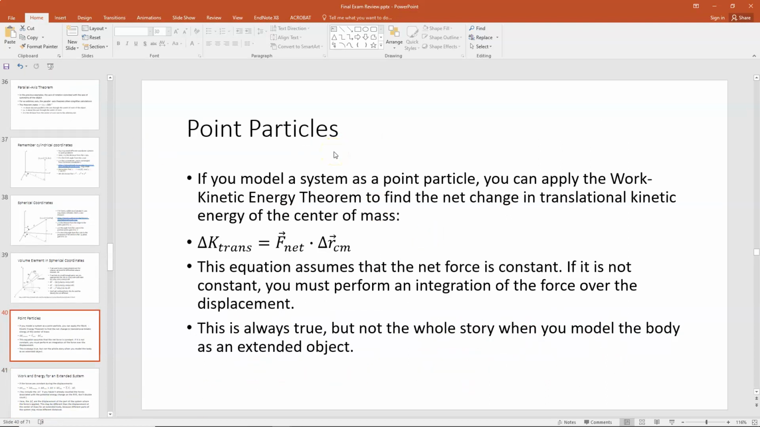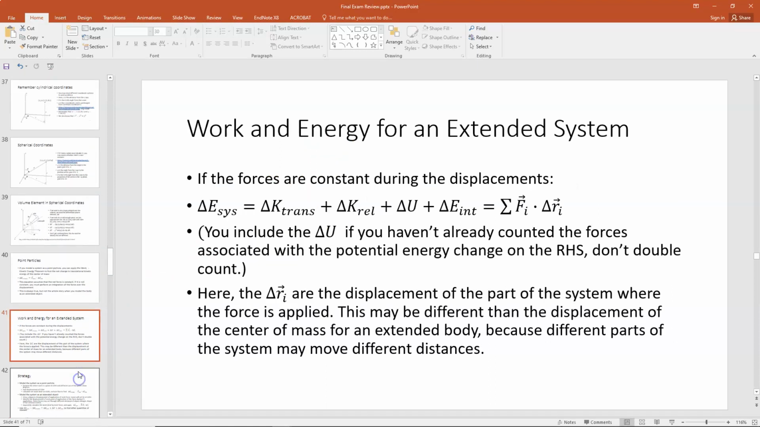If you model a system as a point particle, you can apply the work-kinetic energy theorem to find the net change in the translational kinetic energy of the center of mass. We talked about this way back when. That means that delta K trans is going to be your net force dotted with your displacement, assuming that your net force is constant. If it's not constant, you have to perform an integration of the force over the displacement. Now, this is always true, but if you have a system that can't be modeled as a point particle, then maybe it's not the whole story.